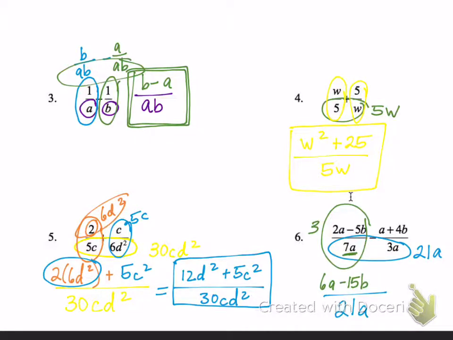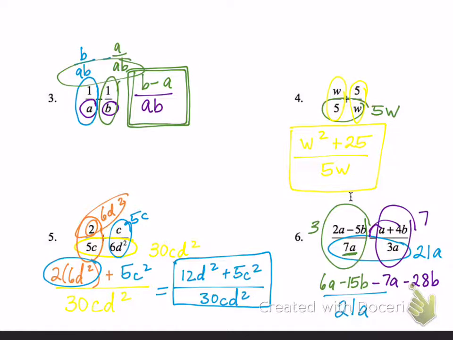Then if I look at the second fraction, remember you have to distribute the negatives. So minus a and plus 4b. In order to make the denominator 21a, that means I need to multiply it by 7. So I would multiply the whole thing by 7. So minus 7a, and then 7 times 4 is 28, so minus 28b.